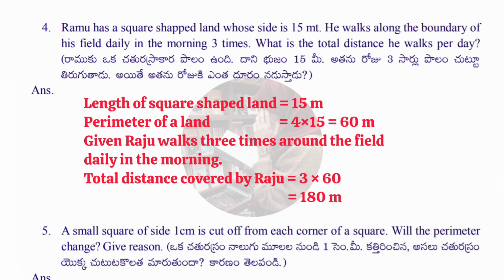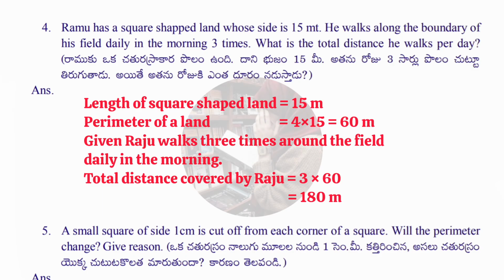But here in the question, please write down, given Raju walks 3 times around the field daily in the morning. So now we have to find the total distance. So total distance covered by Raju equals 3 into 60, that means 180 meters. So he covers 180 meters daily. Understood guys? Let's move on to the fifth question.